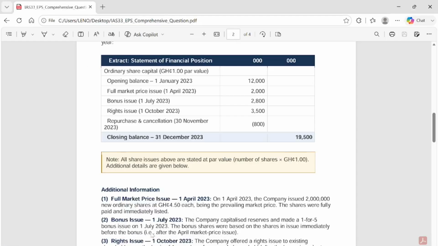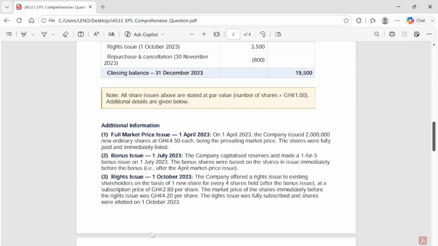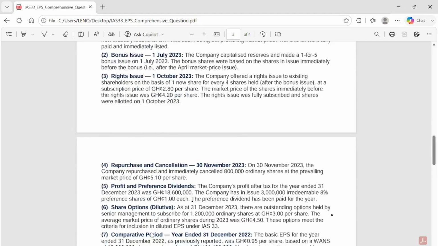Yes, they did a rights issue on 1st October, 3,500. Coming to the addition, it is the rights issue of 1st October 2023. The company offered a rights issue to whom? To existing shareholders, right? And the ratio is 1 for every 4 shares that they hold. The rights issue came with two prices, the rights issue price and the market price. All right, take note of that.